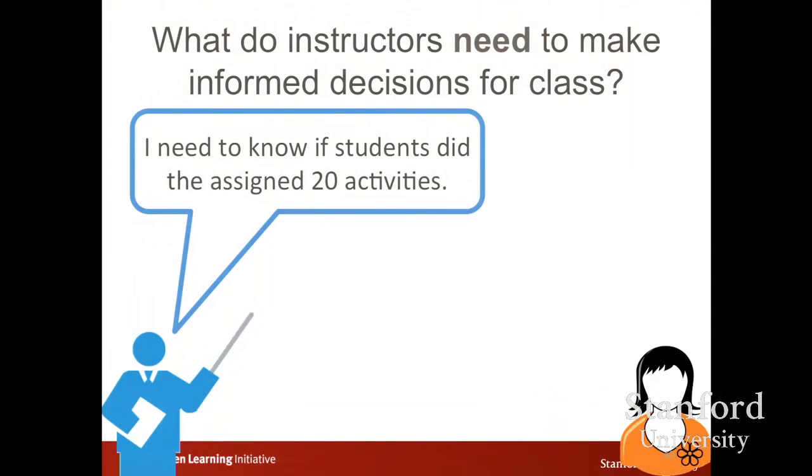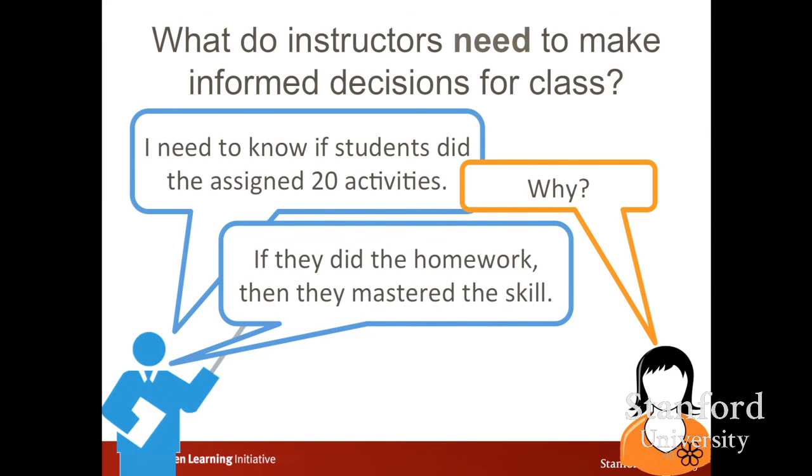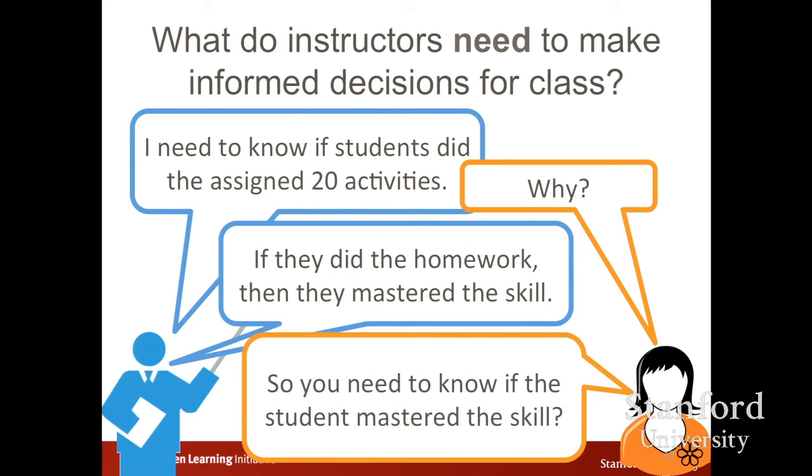We did this by asking them, what do instructors need to make informed decisions for class? The instructor would say, I need to know if the students did the assigned 20 activities. Then we'd ask them, why do you need to know that? And they'd say, if they did the homework, then they must have mastered the skill. If they did what I told them to do, then they would have learned it. And so then we'd say, so you need to know if the students mastered the skill. That's really what you're trying to get at. But even then, they'd still want that first piece of evidence.